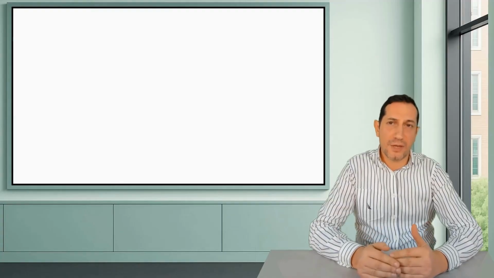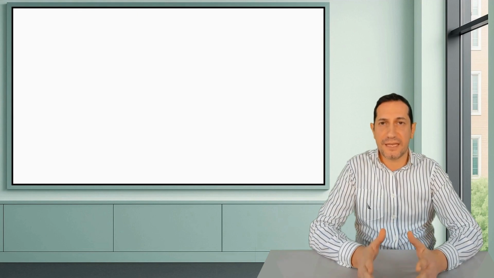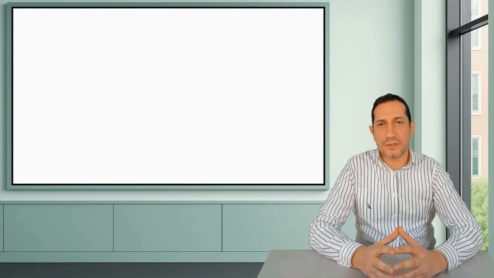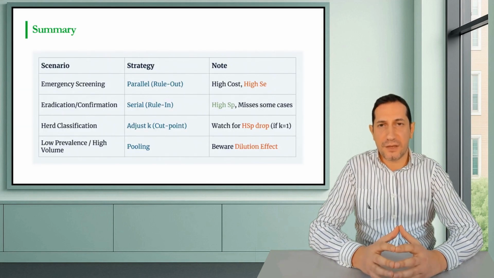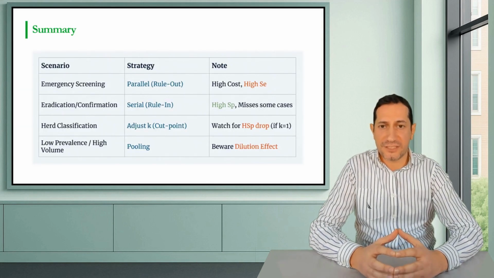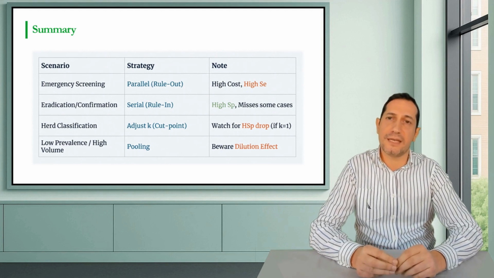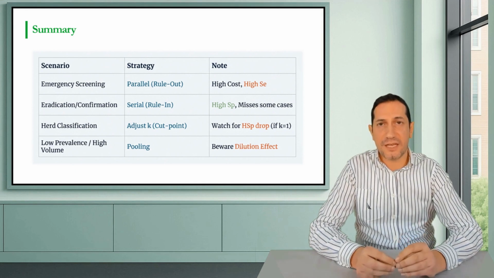To summarize our lecture, a single test result is just a data point. To build a program, we combine tests. We use parallel strategies when we want to rule out disease in quarantine, and serial strategies when we want to confirm disease for eradication. We learned that testing large herds requires adjusting our interpretation to avoid false alarms.